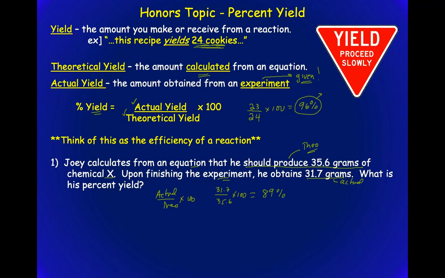Now, is this good? Is this bad? That's always going to depend on the reaction. Some reactions are very efficient, some aren't. Sometimes we can manipulate things about the equation. We talked about collision theory and different ways you can speed up reactions and make the collisions more effective. That could affect this type of yield depending on the reaction.